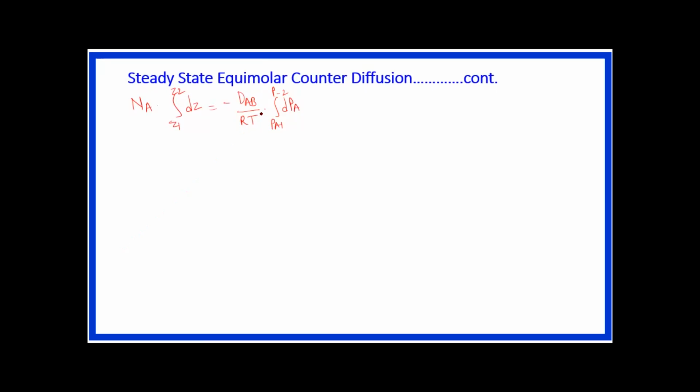So in the next step, we can solve this integration, that is NA into integration of 1 dZ, that is Z, and after applying the limits, that is upper limit minus lower limit, it becomes Z2 minus Z1, that is equal to minus DAB upon RT, and the integration 1 dPA means PA, and upper limit minus lower limit becomes PA2 minus PA1.